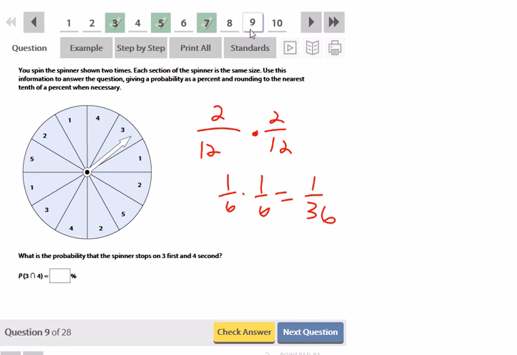They want that as a percent again, to the nearest tenth of a percent. I prefer fractions. 2.8% approximately.